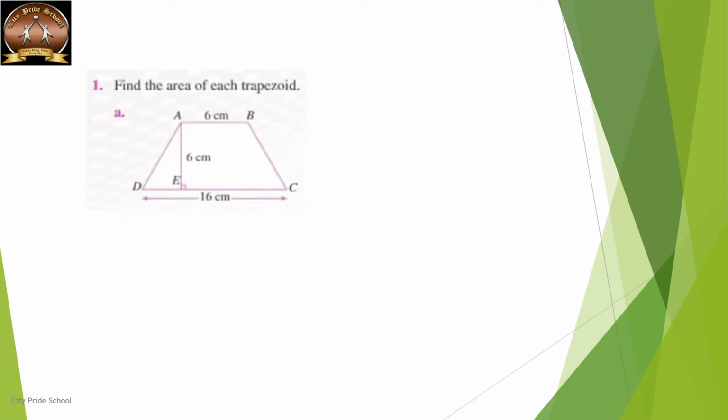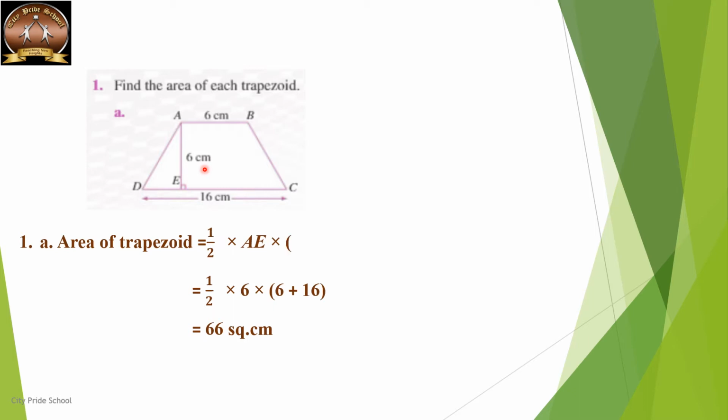Here is our exercise. The first question, find the area of the trapezoid. Now in here you can see that there are two parallel sides whose lengths are given to us. AB is 6 cm, CD is 16 cm. The distance between them, that is the height, AE is 6 cm. So very easy, just substitute in the formula. Area of trapezoid is half into AE into (AB plus CD). AB is 6, CD is 16, AE is 6. 2 ones are 2, 2 threes are 6. So 3 multiplied by 22 and the answer is 66.